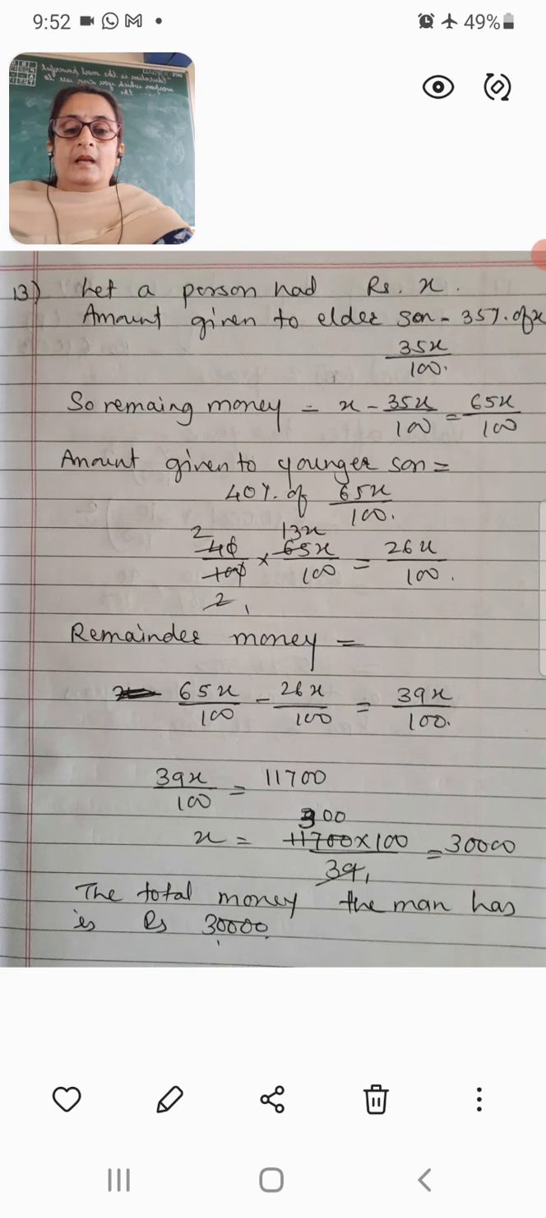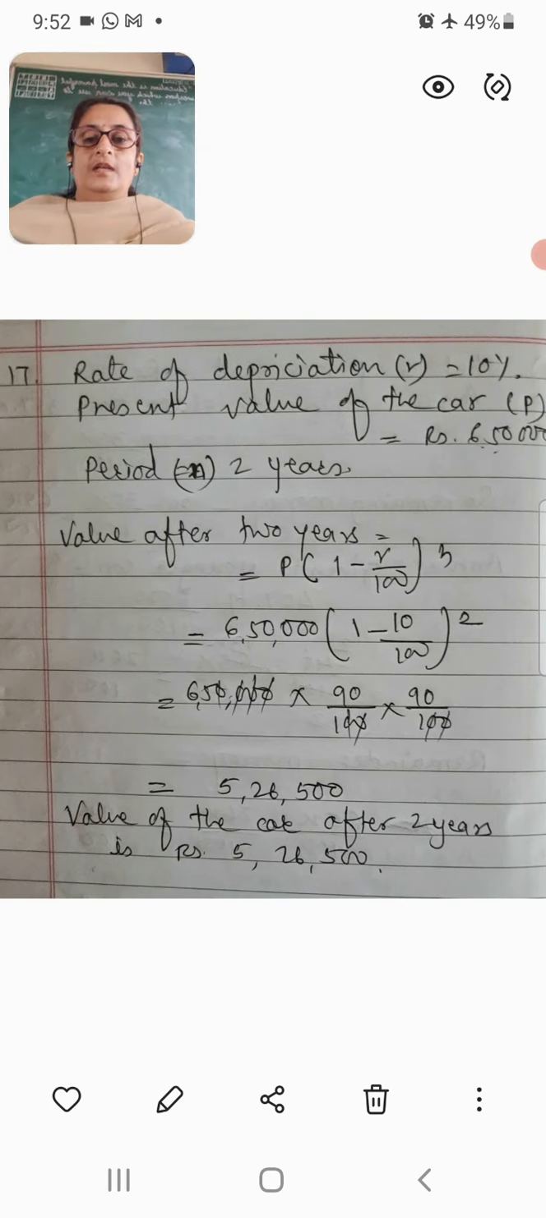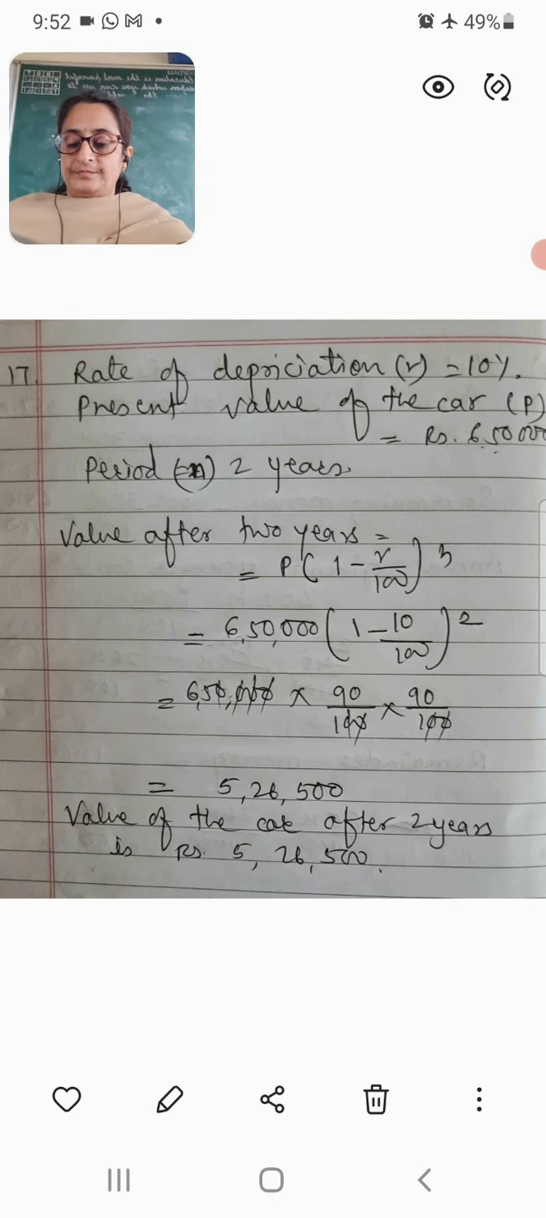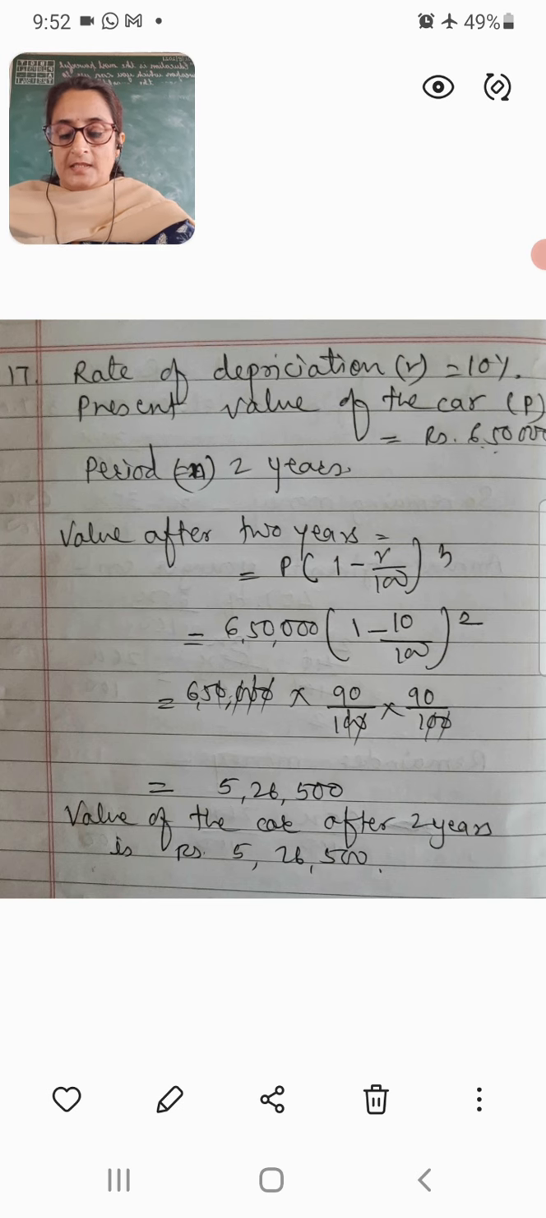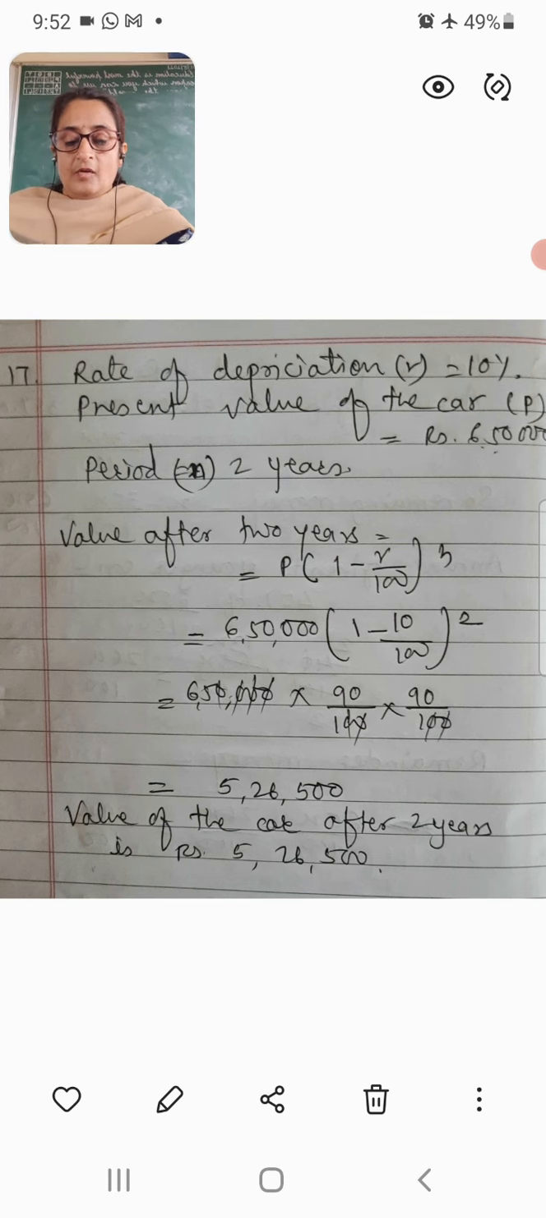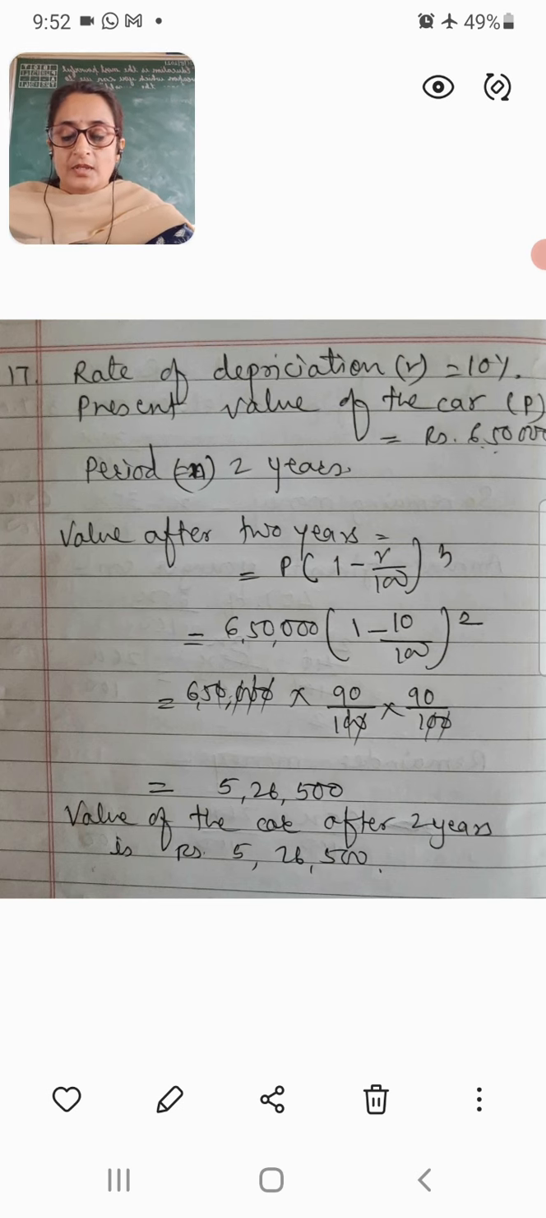Okay. Next, we'll do the 17th sum. The value of a car depreciates annually by 10%. If the present value of the car is 6,50,000, find the value after 2 years.